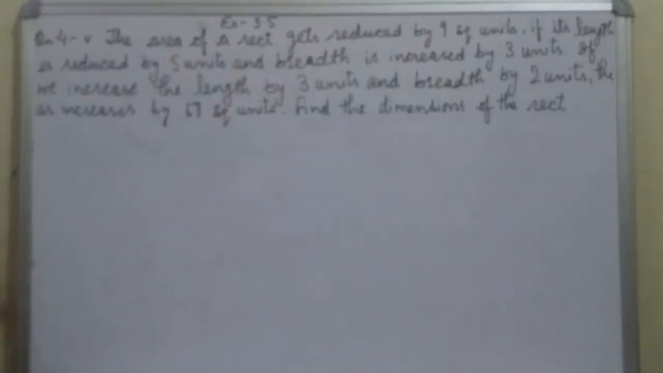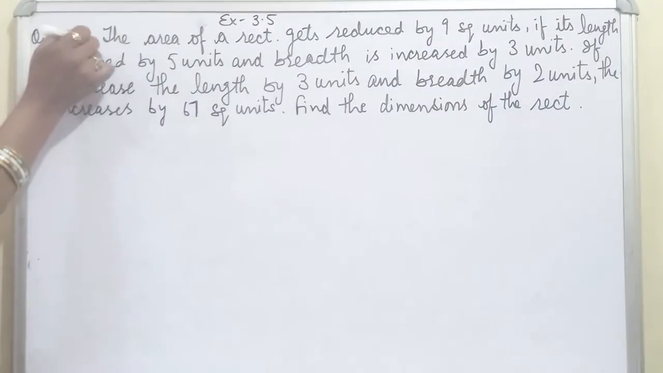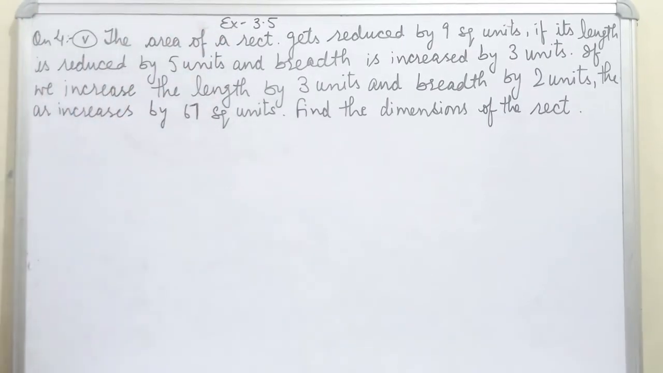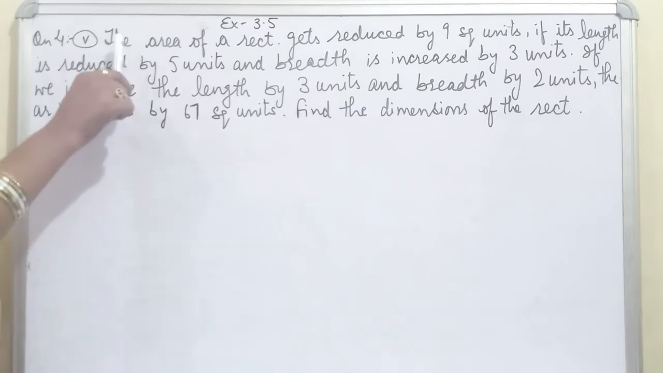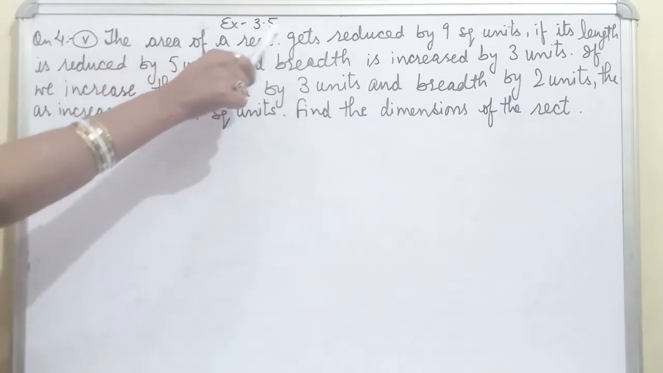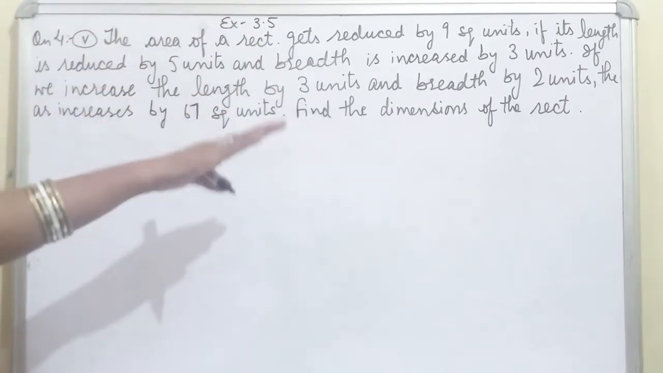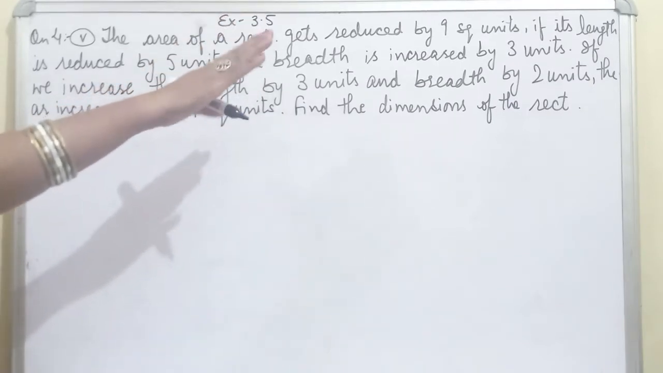Okay, this is question number 4, part number 5 of exercise 3.5. So, let us see the question. The question is, the area of a rectangle gets reduced. What do you mean by reduced? It means to become less. Reduced by 9 square units.